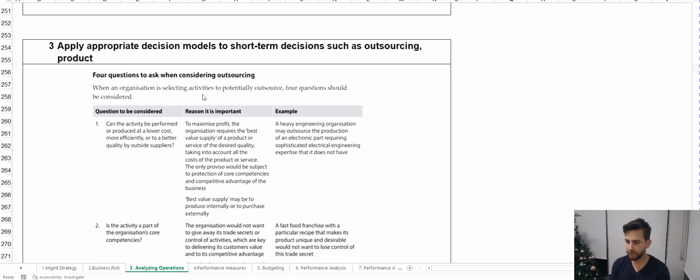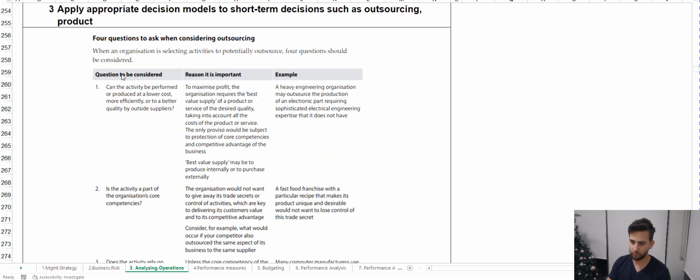So when you have a situation like outsourcing, that's when you actually apply the decision models, which we talked about above, in determining whether you would actually outsource it. So 4 questions posed in the CSG to consider, to ask when considering outsourcing.